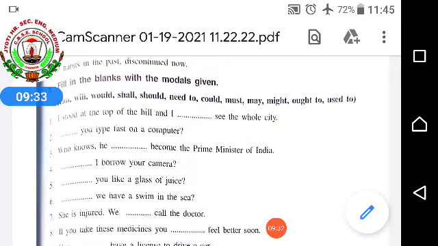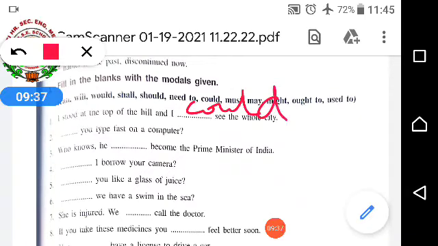So in the first one it will come over here, could, C-O-U-L-D. Second one, dash you type fast on a computer. So you are asking a question, so it will be can you type fast on a computer. Third one, who knows he dash become the Prime Minister of India. So who knows he might become the Prime Minister of India.